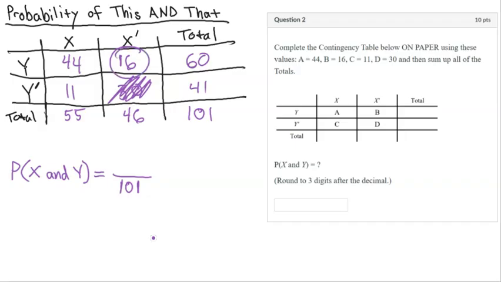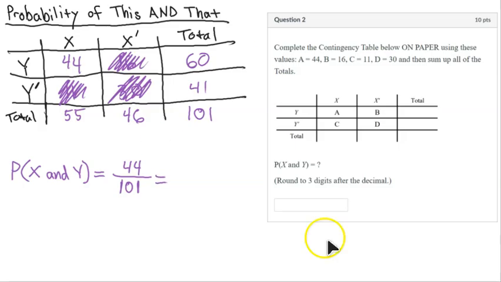How about 16? 16 does include Y, but it does not include X. It includes X complement. So since it's not both X and Y, we're going to leave 16 out. How about 11? 11 includes X, but it does not include Y. It includes Y complement. So that one's out. The only one that includes both X and Y is 44. And so that's the only one that we're going to do. We're going to do 44 out of 101.